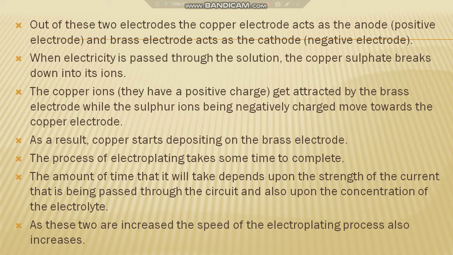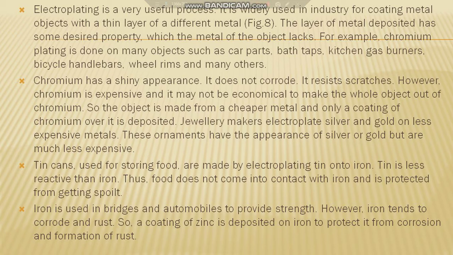The amount of time that it will take depends upon the strength of the current that is being passed through the circuit and also upon the concentration of the electrolyte. As these two are increased, the speed of the electroplating process also increases. So electroplating is a very useful process. It is widely used in the industry for coating metal objects with a thin layer of different metals. The layer of metal deposited has some desired property which the metal of the object lacks.